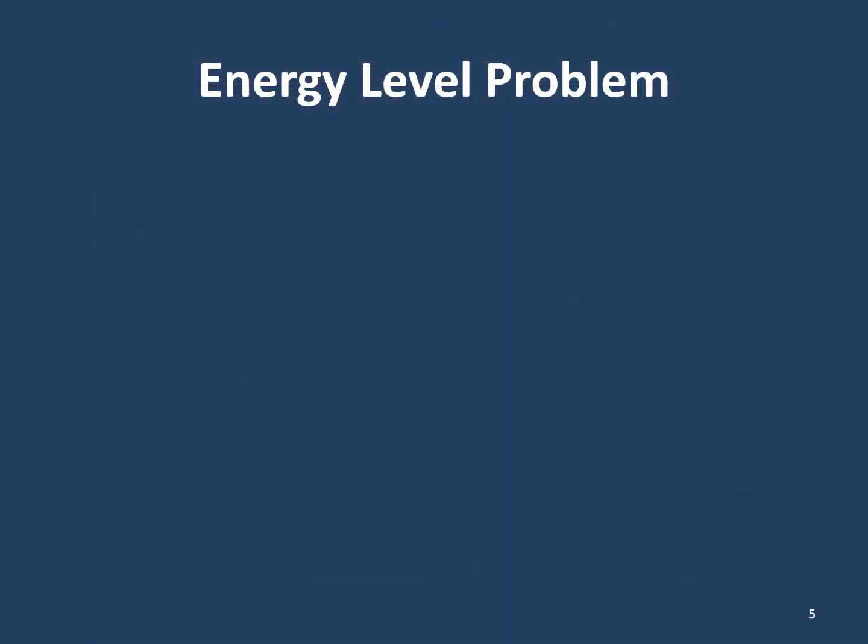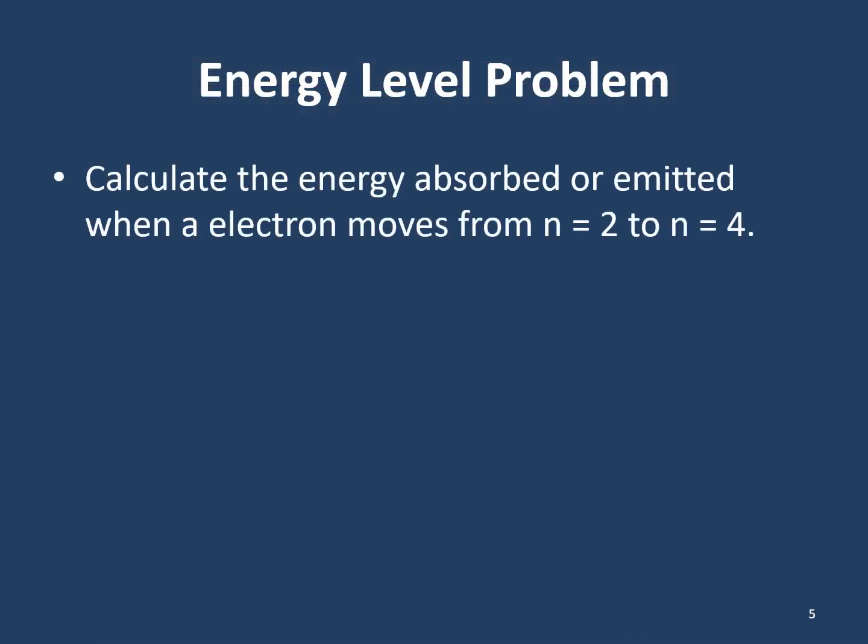Okay, so let's do some example problems with our Rydberg equation. So let's calculate the energy absorbed or emitted when an electron moves from energy level 2 to energy level 4. All right, now the first question we have to answer is, well, was it absorbed or emitted? It's one or the other. You can't have both. And since we know it's going from energy level 2 to energy level 4, going from a lower energy level to a higher one, we know our correct answer is going to be absorbed in this case.